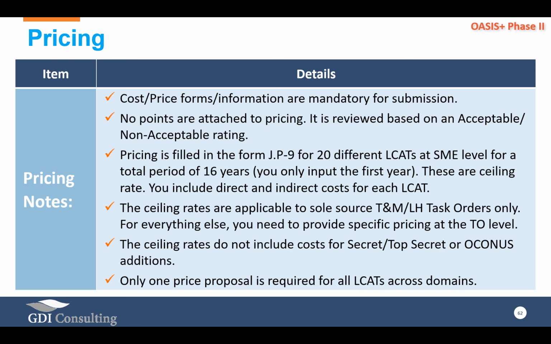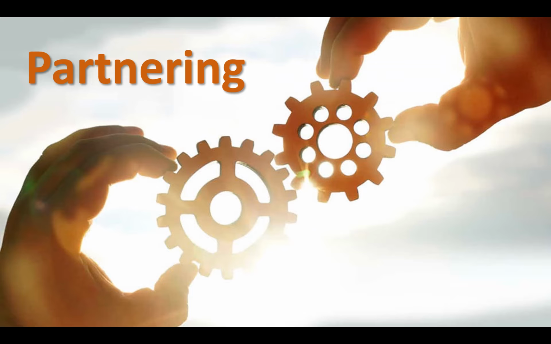You can refer to this slide later, but essentially you have to provide pricing for 20 LCATs at the SME, subject matter expert level, and you want to make sure that you are below the maximum acceptable government rate. And that's all there is to it. They give you the maximum acceptable rate. You just want to make sure that you are below that. So it's very easy to prepare your price form. There's a form that comes with the RFP, you just have to fill it out.